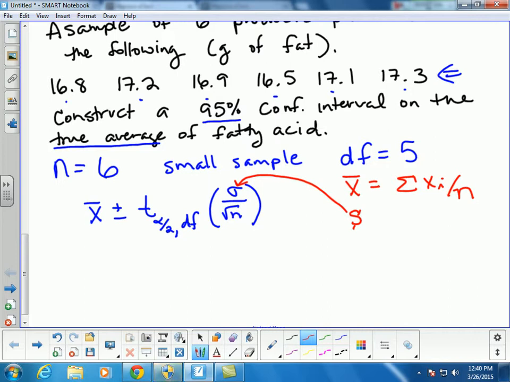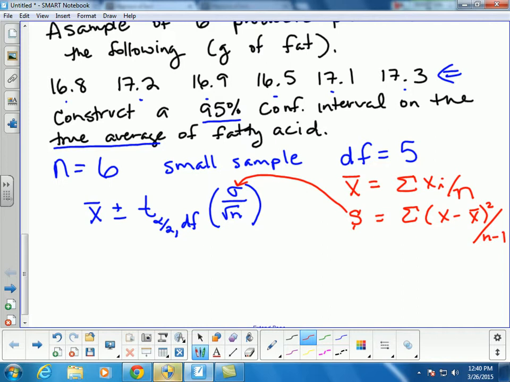That's why we have a degree of freedom of taking 1 away, because we're going to estimate sigma with s. We're going to do one estimation. That's why we take 1 away for our degrees of freedom. And s, we know, is the square root of the sum of x minus x bar squared all over n minus 1.